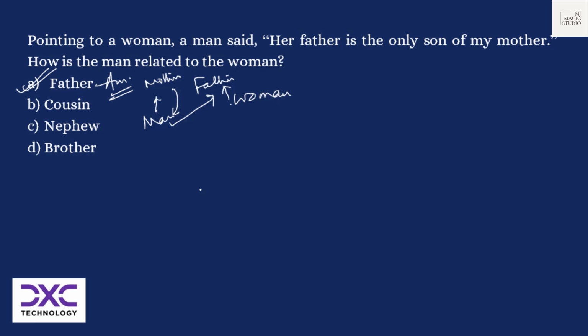Option A. Do practice these kinds of questions. They always ask one of this kind. Pointing to the picture or a person, and a dialogue is given. Based on that, we need to find some relationship.